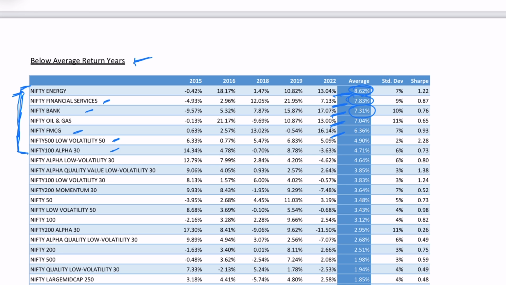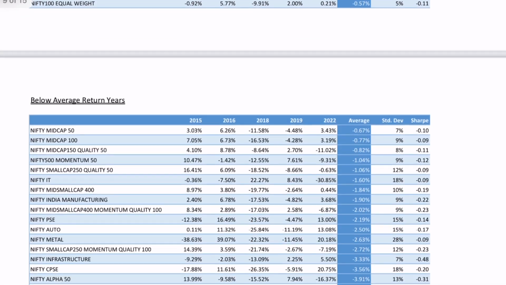return would be lesser. So the other option that can be possible is investing in Nifty Alpha 30 or Nifty 200 Momentum 30, which is not having very bad returns in the average years, but also having good returns in the good years, like above average years. So in case the year is good, then we can get a good return. And if the year is bad, then it will not have so much of a dent.